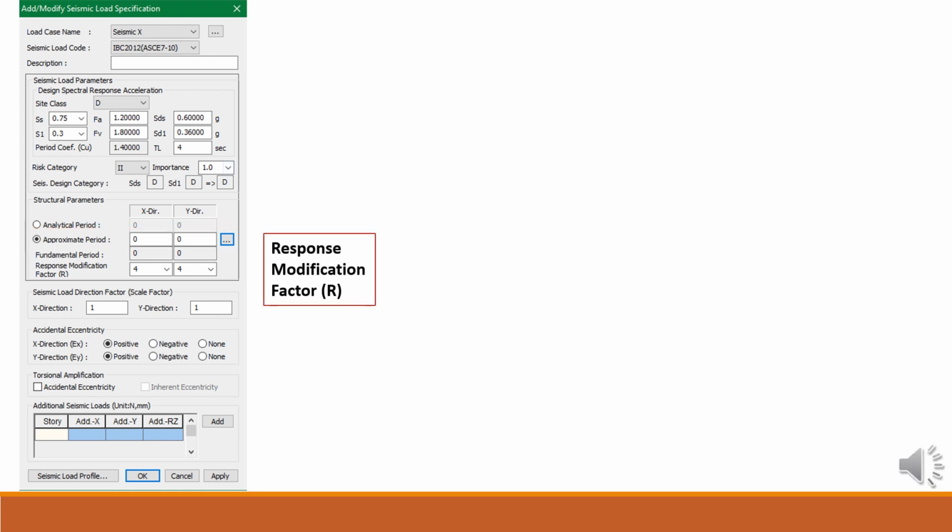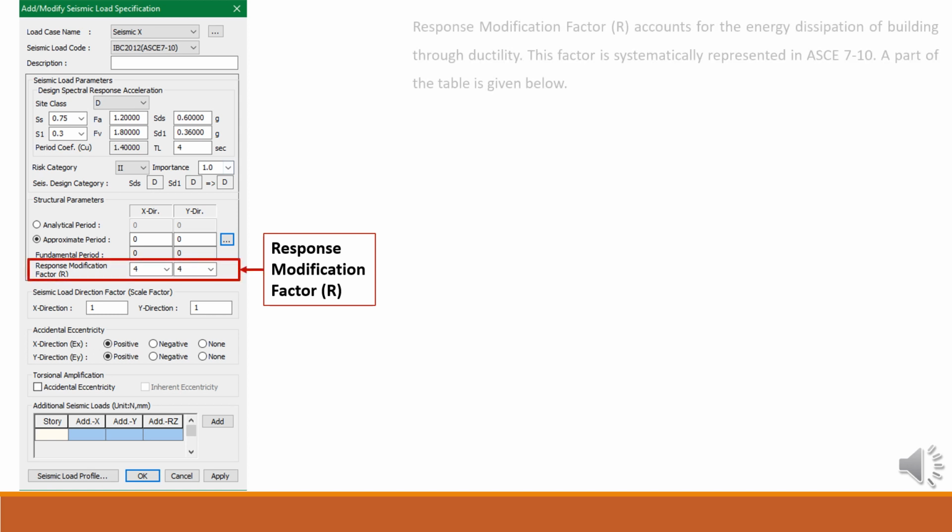The final coefficient is response modification factor. Response modification factor, R, accounts for the energy dissipation of building through ductility. This factor is systematically represented in ASCE 7-10. A part of the table is given below.